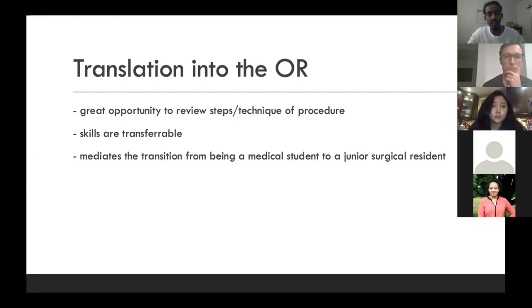And the one thing I really like about the sim labs is that it really mediates the transition between being a medical student and a junior resident. I'm not sure if any of you feel the same way, or I'm sure my co-residents do. But I remember being an elective medical student in general surgery, and I would get so excited when I got to suture the skin. And I still get excited about that. It's still really fun, doing little tasks like that in the operating room.